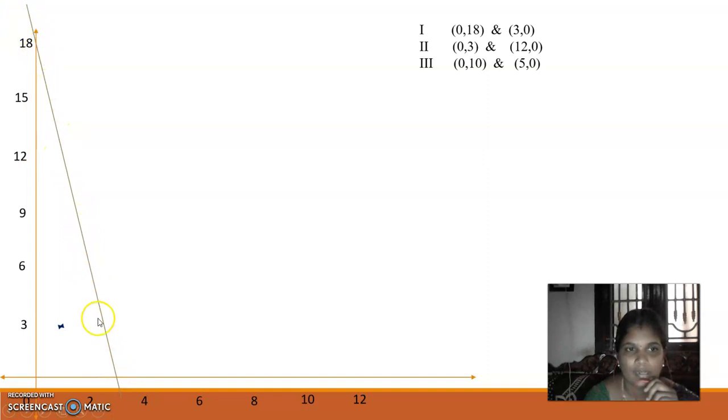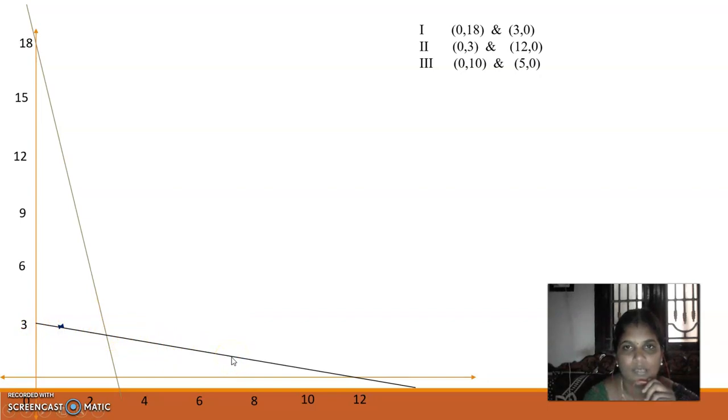That is the line represented the first constraint. In the same way, we are going to draw the second constraint 0, 3. X0 and y3 means this point. Second one is 12, 0. X-axis 12, y-axis 0 means this point. So draw a line. So this line represents the second constraint.